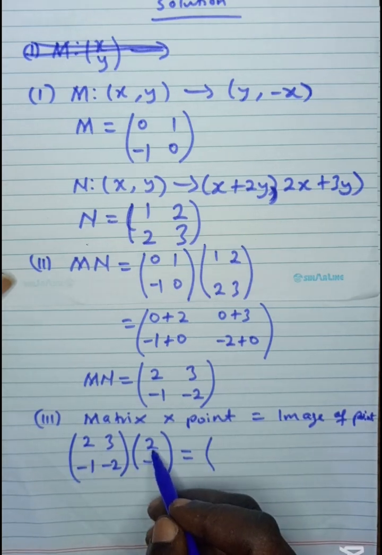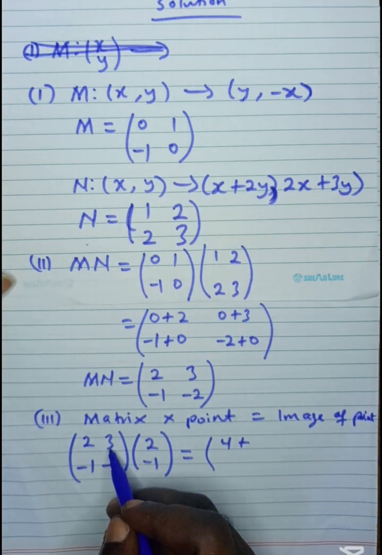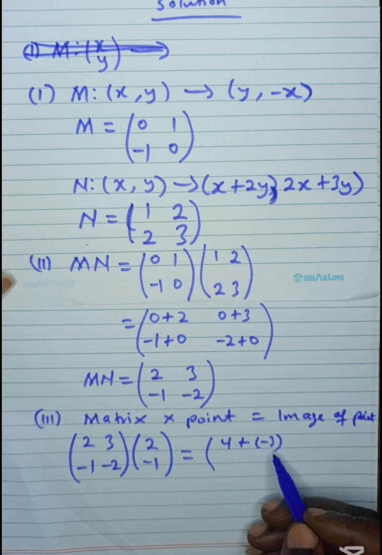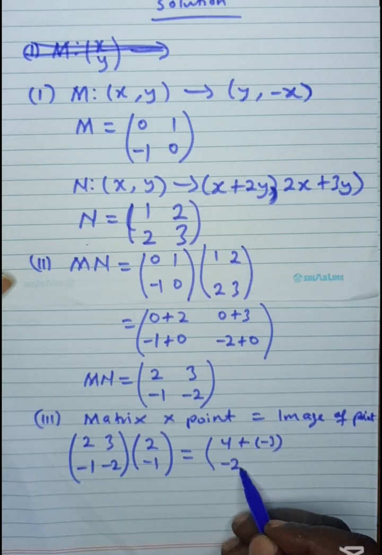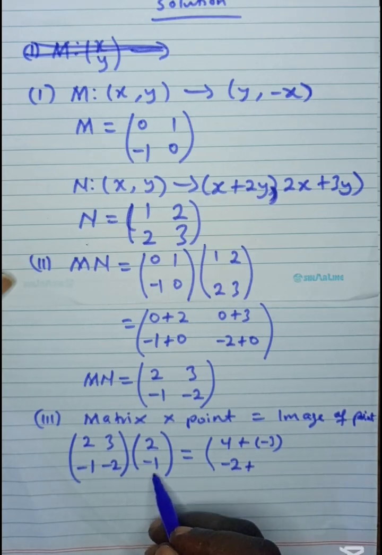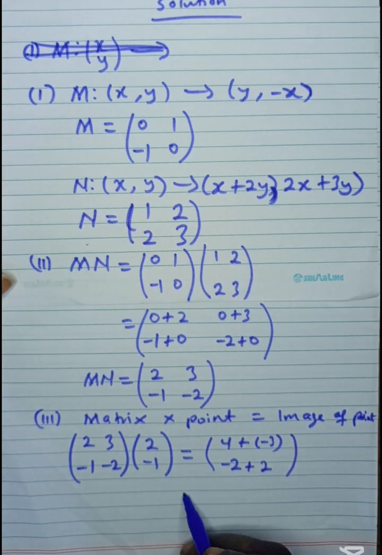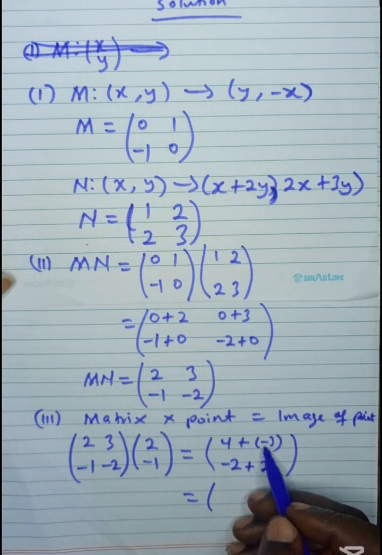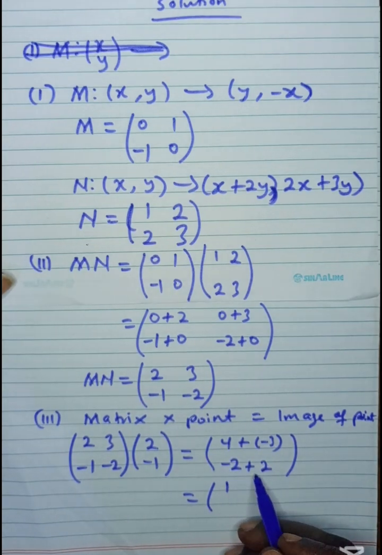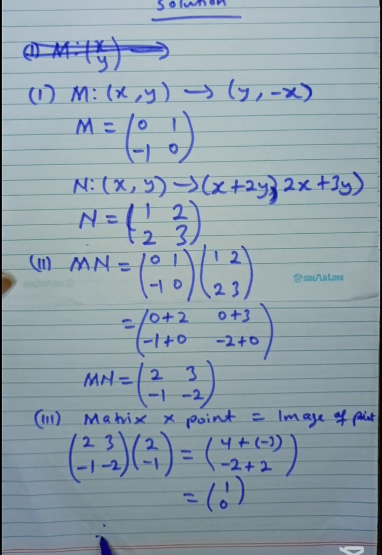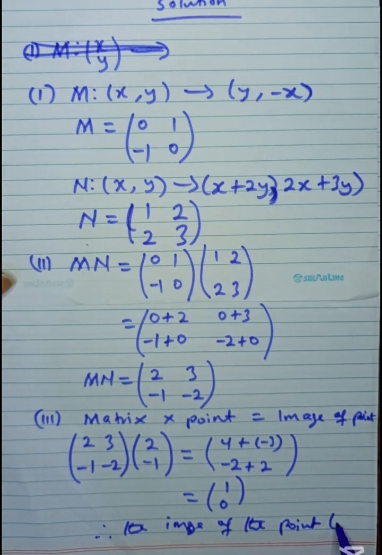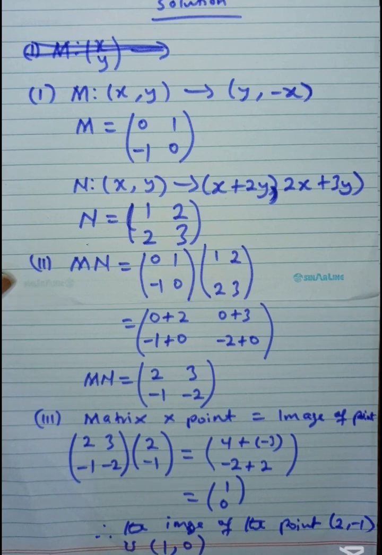So 2 times 2 is 4, plus 3 times -1 is -3. Then -1 times 2 is -2, plus -2 times -1 is positive 2. So we have 4 minus 3, which is positive 1, and -2 plus 2, which is 0. Therefore, the image of the point (2, -1) is (1, 0). Okay, so this is the solution of the question.